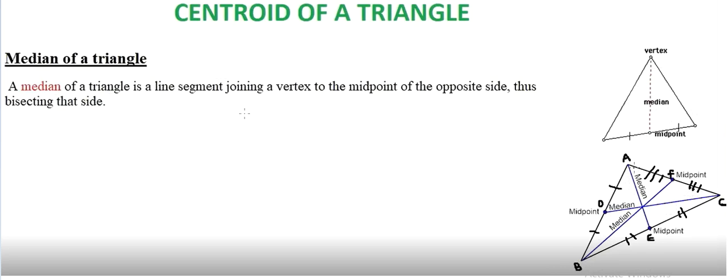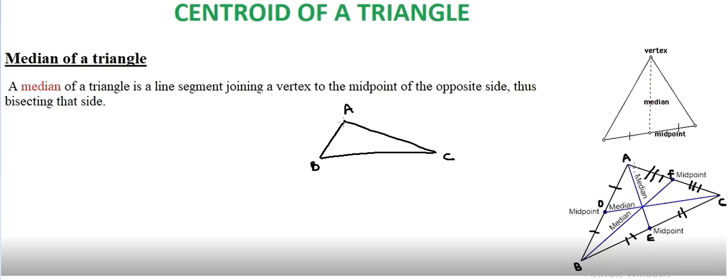Now, altitude and median are two different things. That is, if I consider a triangle like this, this is our triangle ABC. What will be the altitude of this triangle? One of the altitudes of this triangle.